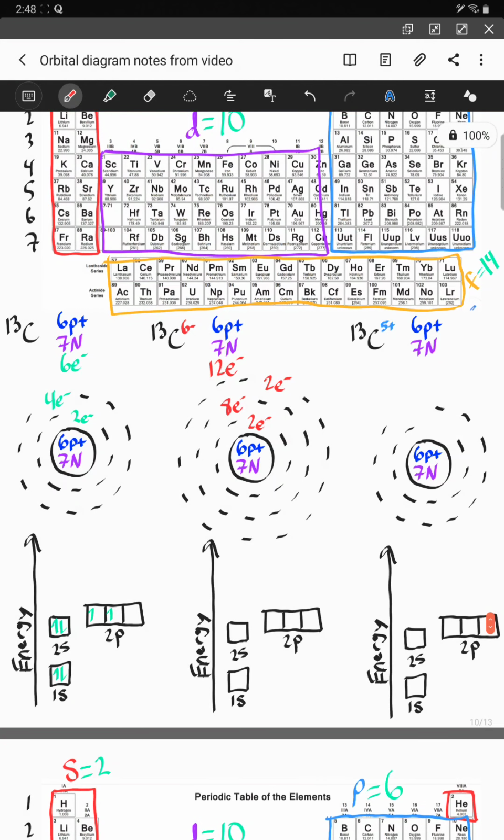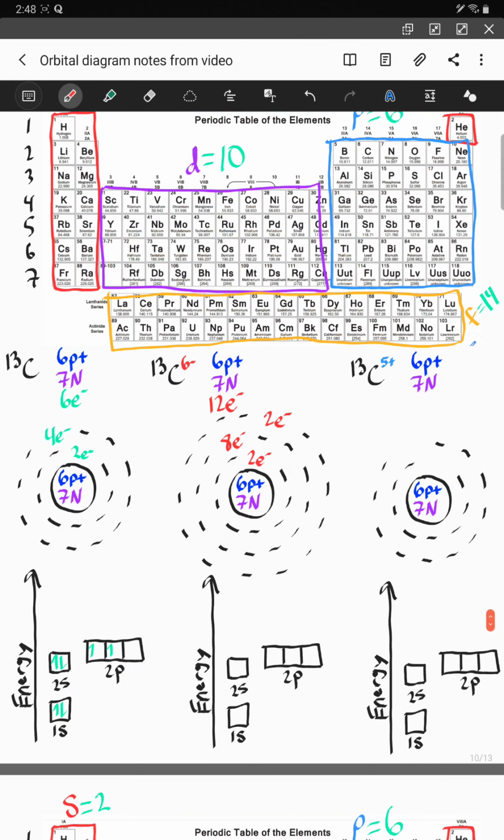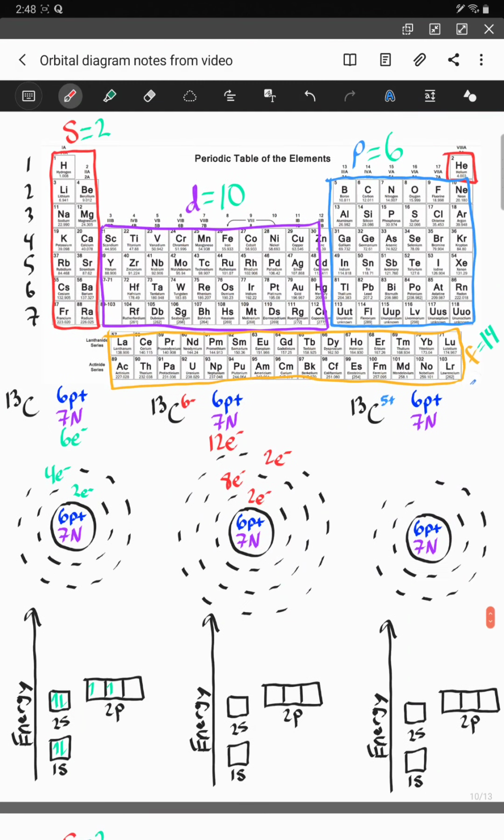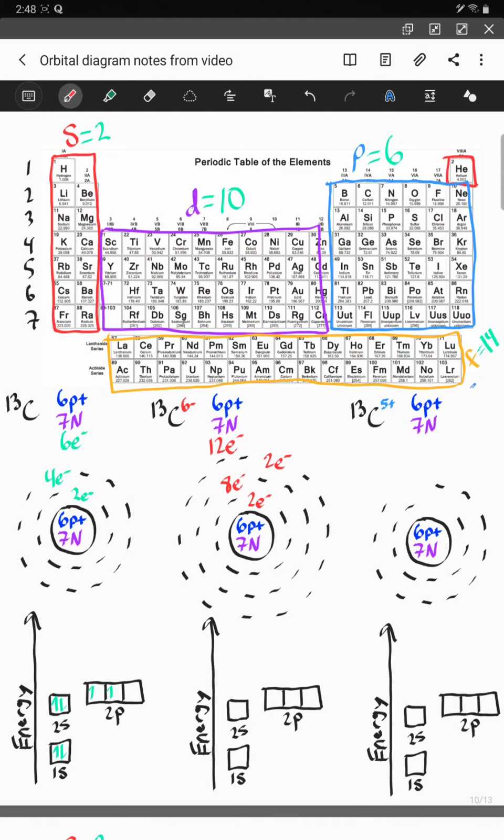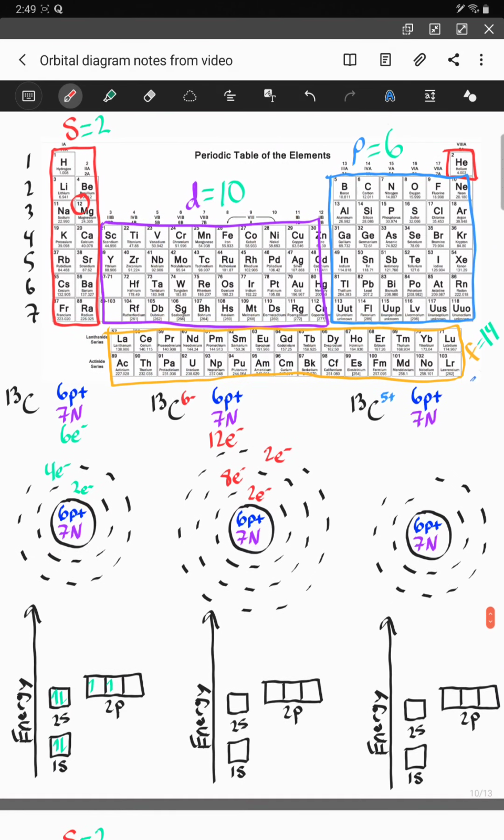I can now fill in my orbital diagram with the correct number of electrons. So there should be 12 total electrons, and what I would recommend doing is find the element that has 12 electrons, so that would be magnesium here, and then just fill in the orbital diagram as if we were doing magnesium, because the orbital diagram for magnesium is identical to the orbital diagram for carbon with a -6 charge. Remember, the orbital diagram only tells us the number of electrons. So we can fill in as if we had magnesium.